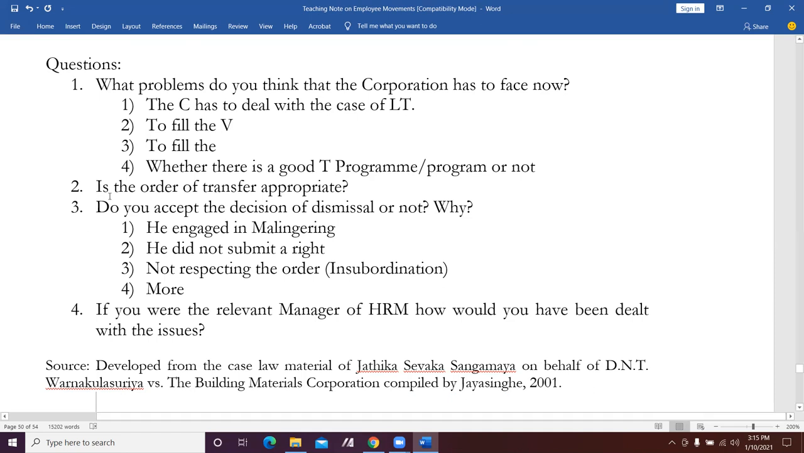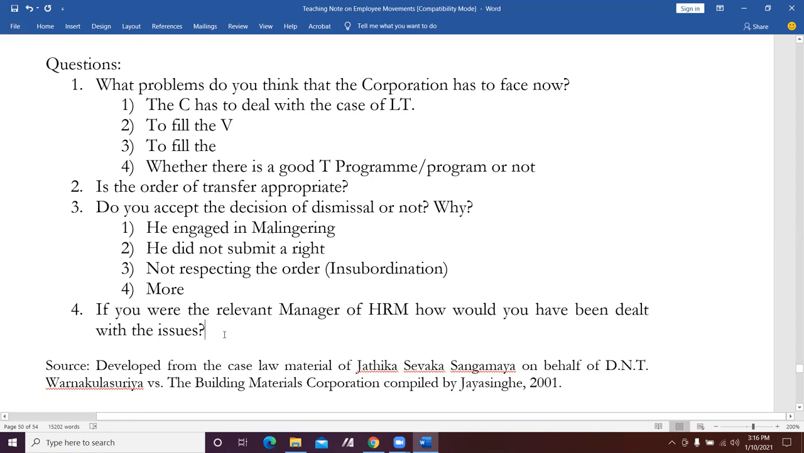Another reason for the decision of dismissal, this is a serious case. One objective of punishing is, can you remember the positive approach to punishing, not the negative approach? We want to deter others from similar action in future. Also, we want to make rules and regulations effective. Those reasons also we can highlight to justify the decision of dismissal.